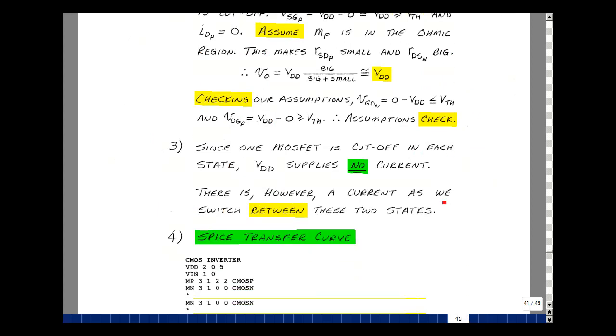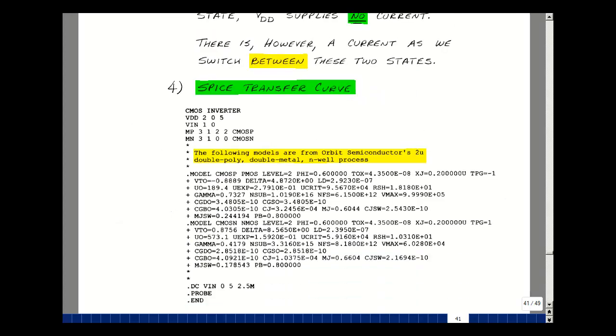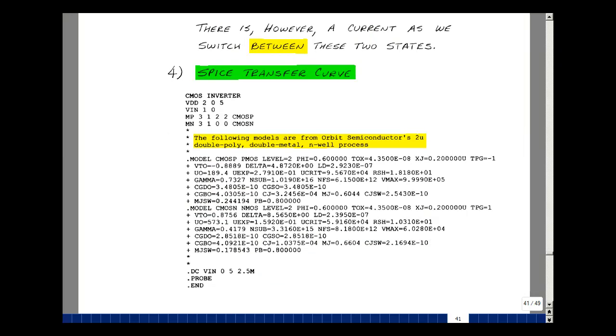Here's what we just did. Now I'm going to run a SPICE simulation, but I really need a much more accurate model than what I've been using. So I grabbed what's called a level 2 model off the web. It was from a company called Orbit Semiconductor that was doing a 2 micron double poly double metal N-well process. Level 2 model has more to do with fabrication parameters. This is going to allow us to get a pretty accurate simulation. Now there are many more levels in modeling. This is called a level 2 model, but the levels go up quite high actually. As they begin to find out more about the equations of the MOSFET, they begin to improve the modeling and actually add it into the SPICE program.